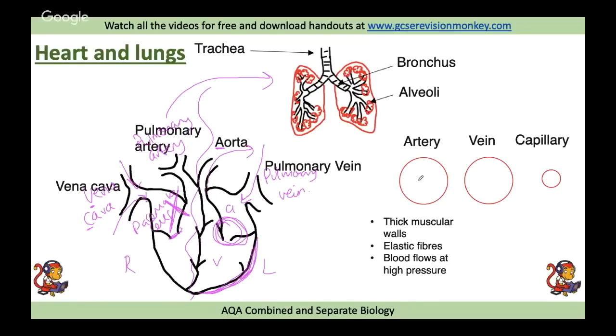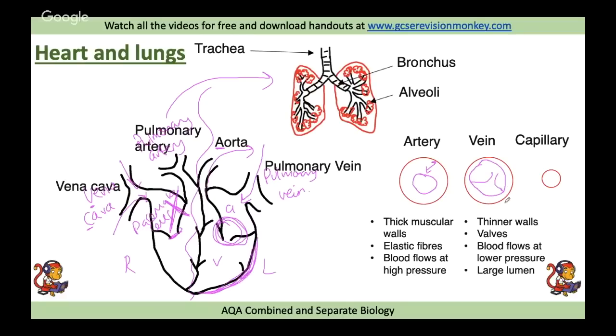The artery is the one with the thick muscular walls. So it has a relatively large lumen, but quite thick muscular and elastic walls because blood flows at high pressure. The vein has a very large lumen, which is the opening, and it has a valve inside to stop the backflow. And the capillary are really thin, just one cell thick, because out of there, all the oxygen needs to diffuse to the cells around it and sugar and things like that.